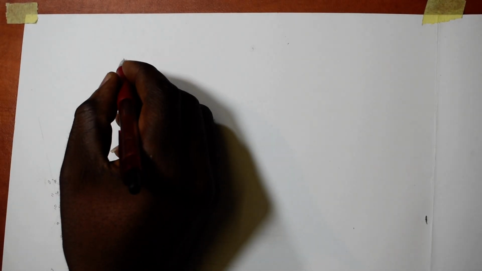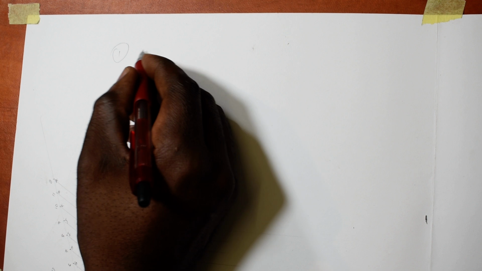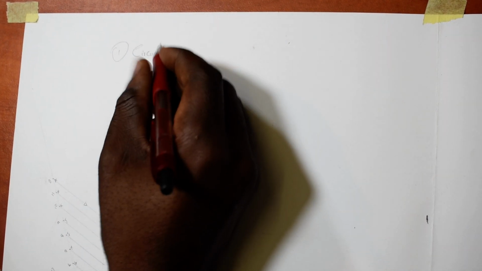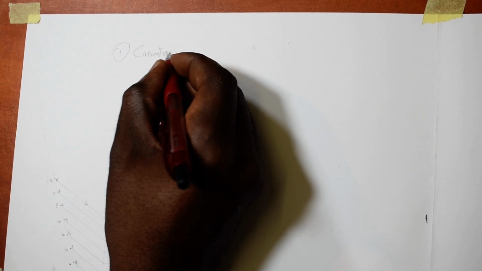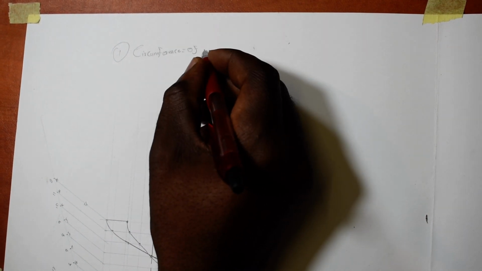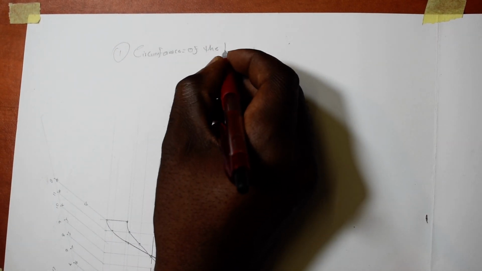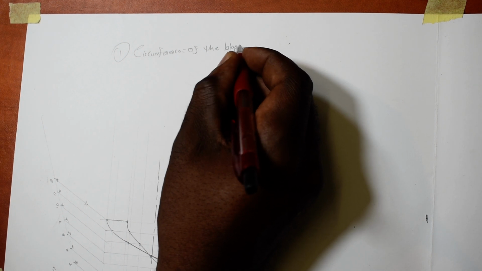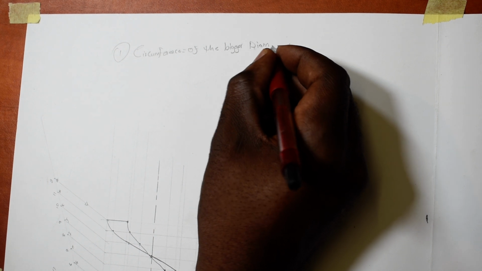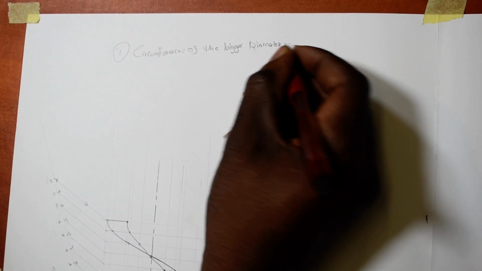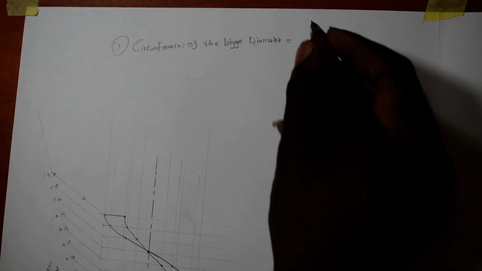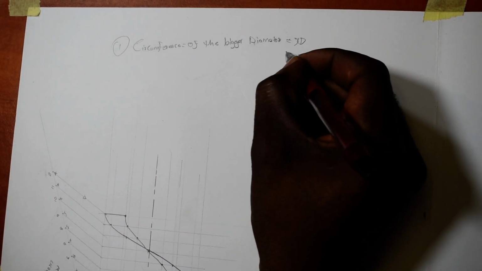Right, so step one. At step one, I'm going to say I'm looking for the what? For the circumference. Circumference. Okay, let me just say of the bigger diameter is equal to, you know, the formula for the circumference, isn't it? I'm going to say it is pi times diameter.